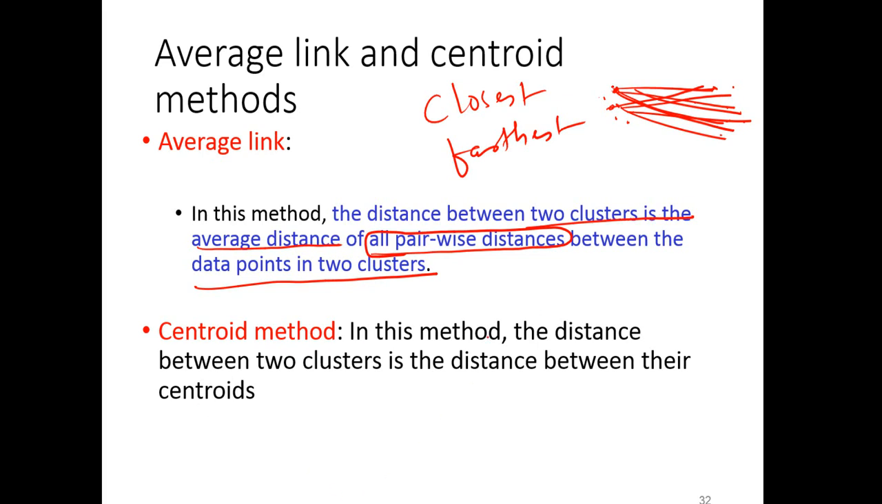The centroid method is that the distance between two clusters is just the distance between the centroids, which is very simple and easy to calculate and also quite easy to understand. You take the centroid of each cluster, and whatever is the distance between these two centroids of the respective clusters is the distance of the cluster.